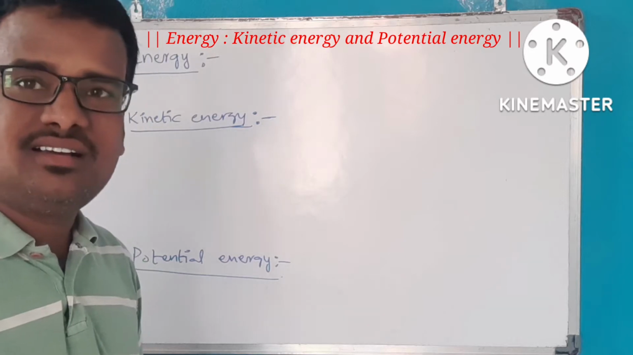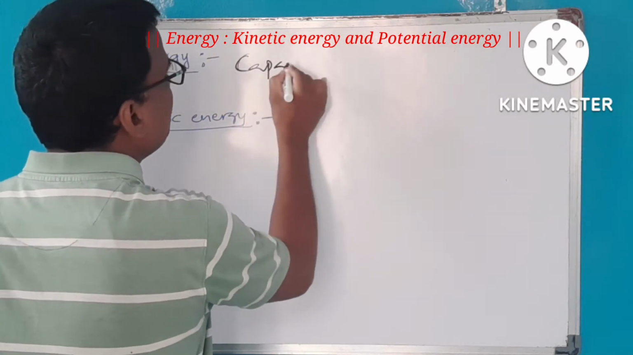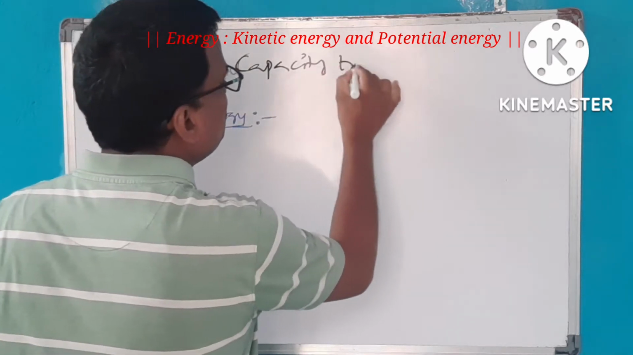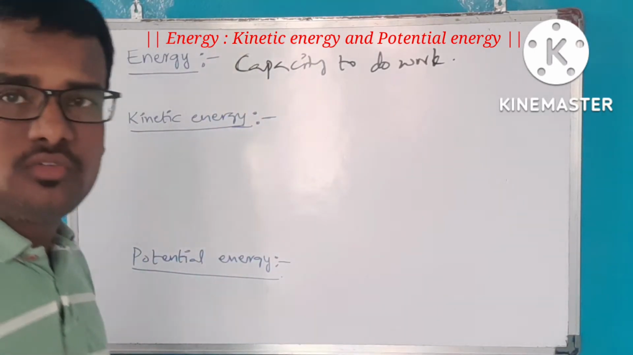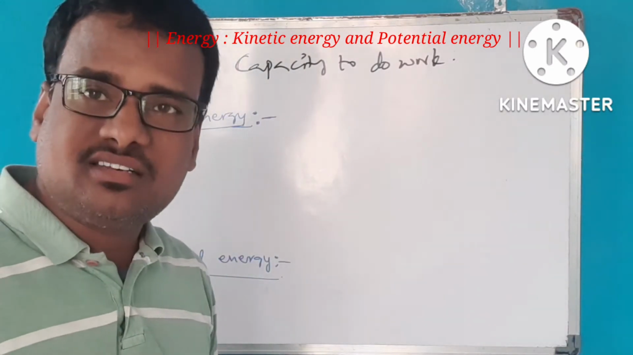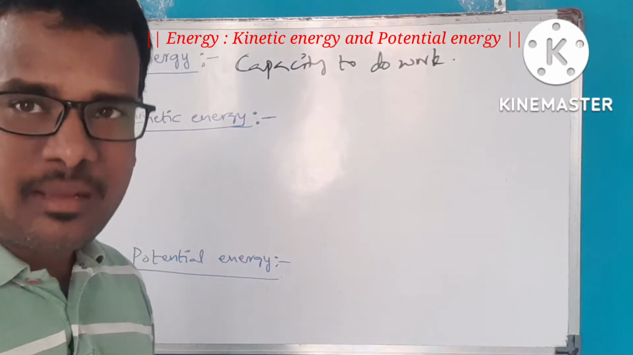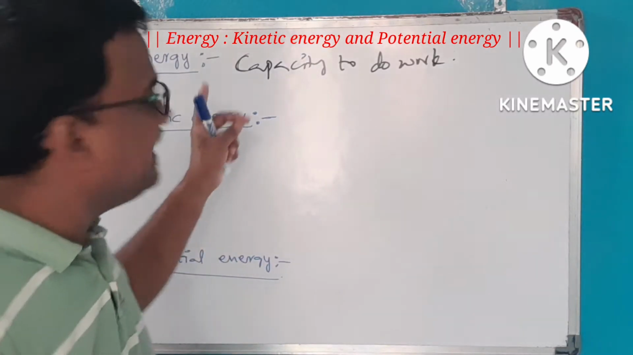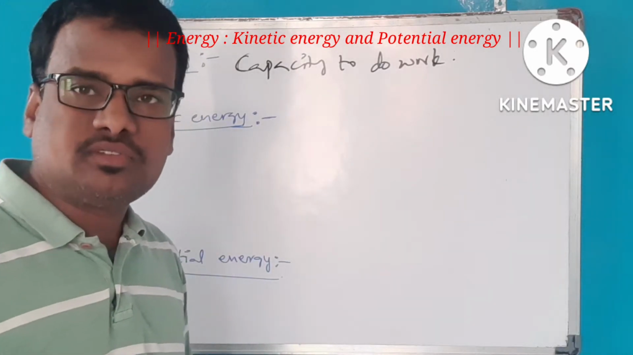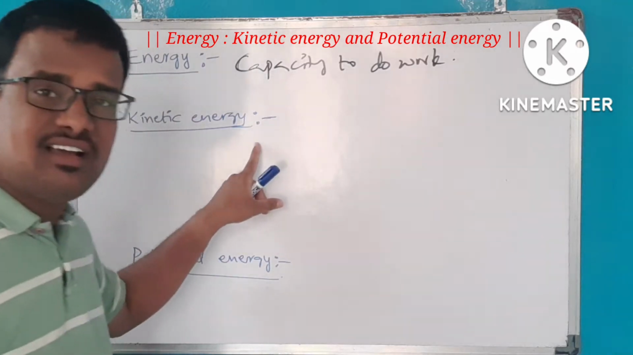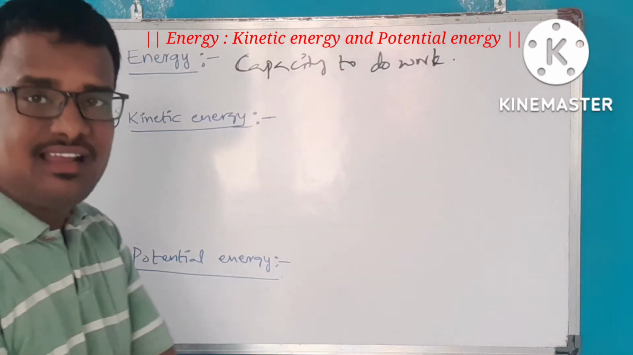Okay, so what is energy? Energy means the capacity to do work. How much capacity a person has to do work, that capacity is called energy, right? Generally we have two types of energies. The first one is kinetic energy and the second one is potential energy.